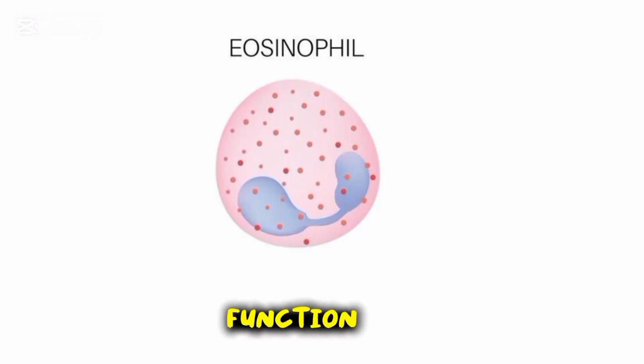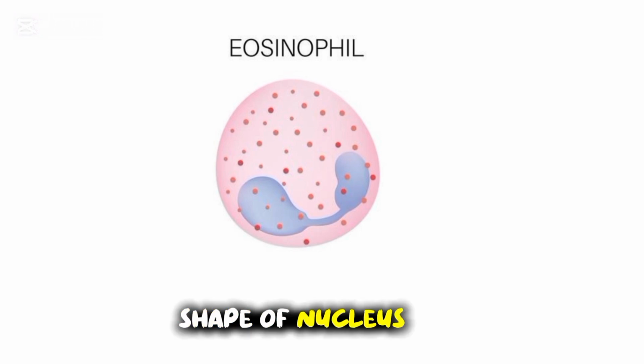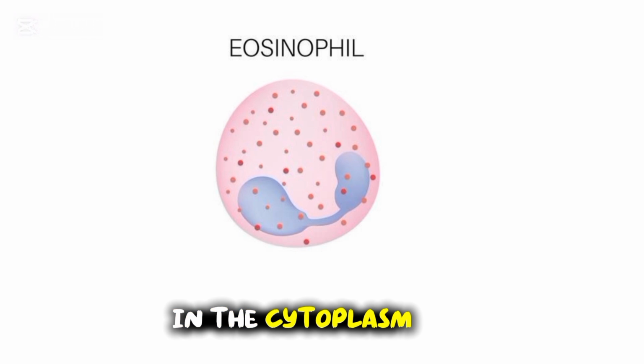Eosinophils. Function: combat parasitic infections and modulate allergic responses. Shape of nucleus: bilobed nucleus with eosinophilic granules in the cytoplasm.